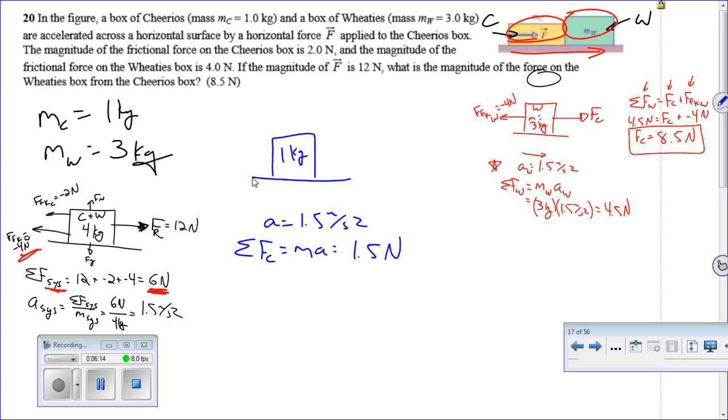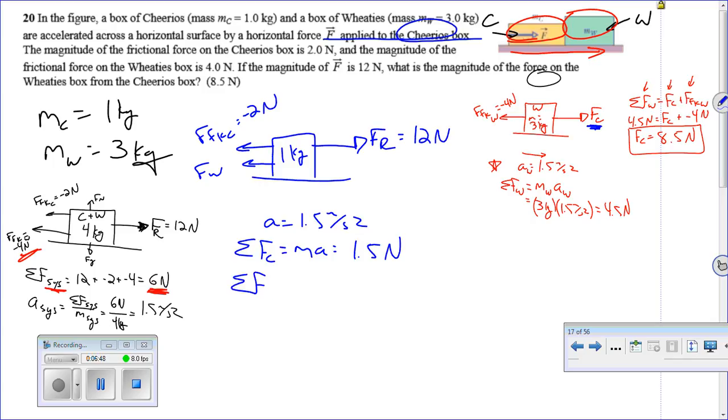And what forces are on it? Well, there's the applied force from Roy, or whatever that was, right? Notice that applied force is only being applied to the Cheerios box. Okay? All right, what else is there? Well, there's friction. The force of kinetic friction on the Cheerios box was -2 newtons. And then if the Cheerios are pushing the Wheaties forward, then the Wheaties are pushing the Cheerios backwards. Okay?